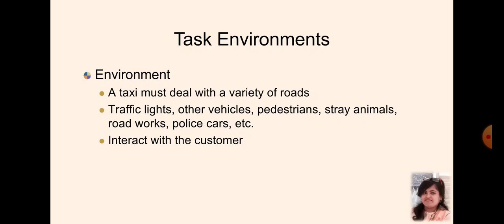So not only the traffic lights that it needs to obey, not only the other vehicles, pedestrians and stray dogs, to make sure it is not colliding with them. Also the roadworks: you need to understand where the road is. If roadworks are going on, I should not go by that particular lane, I should take a turnabout. Also the police cars. It should not only consider those parameters, but it should always interact with the customer. What are the needs? Suppose the customer wants the AC to be on a higher side, so it should do that. So these are the environment for the task.